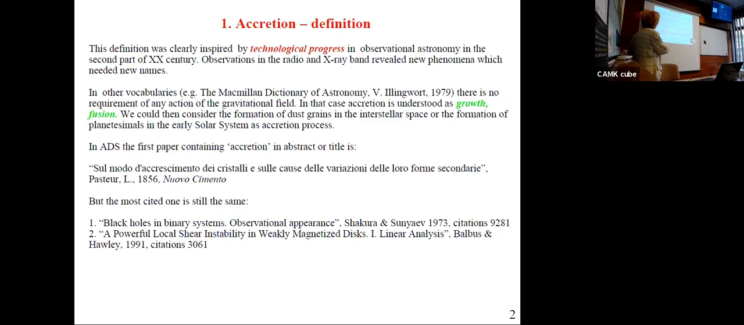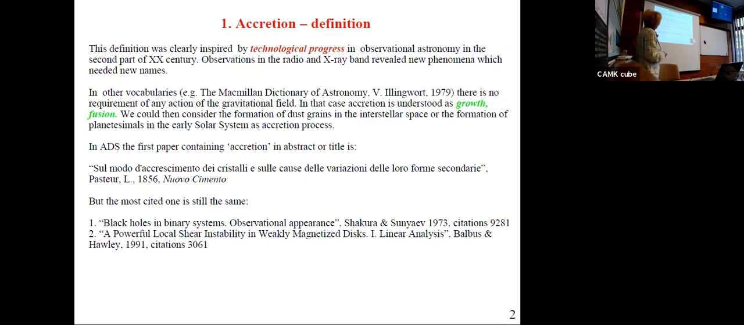So I looked into ADS just out of curiosity. And the first paper which has accretion in the abstract is actually this one, Nuovo Cimento, 1856. That's not a mistake. It's really 150 years ago. And the title is Sul modo d'accrescimento dei cristalli e sulle cose, and so on. So accrescimento is of course accretion, easy to translate from Italian.